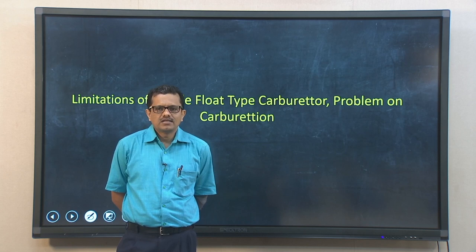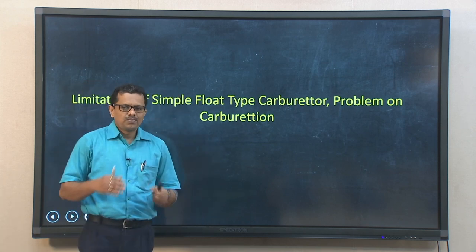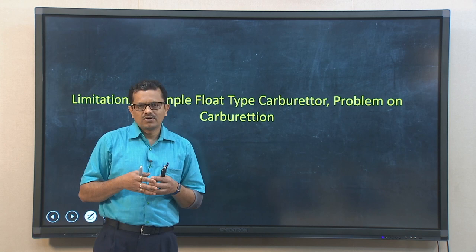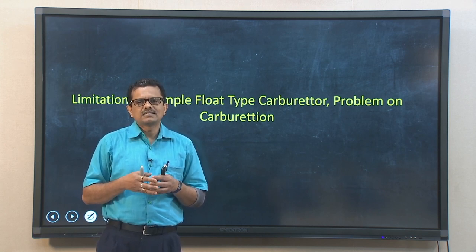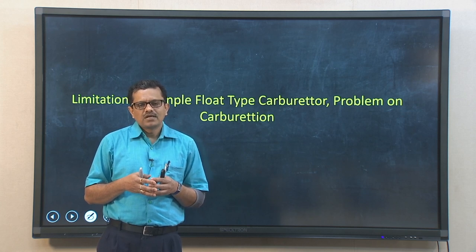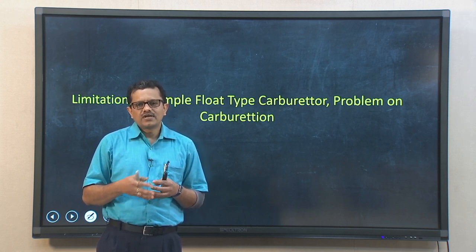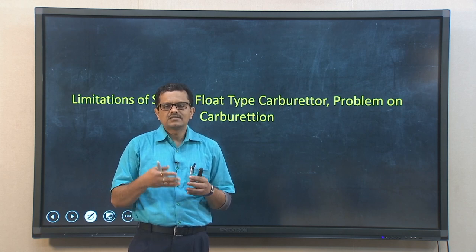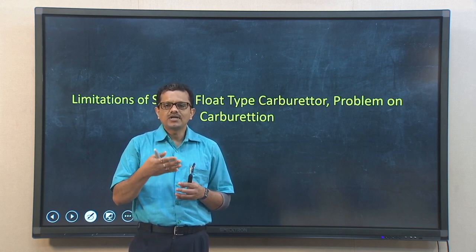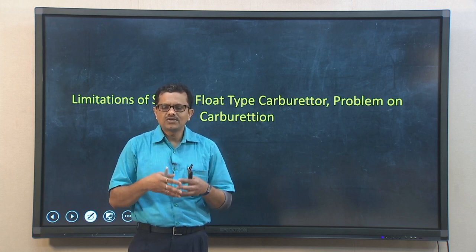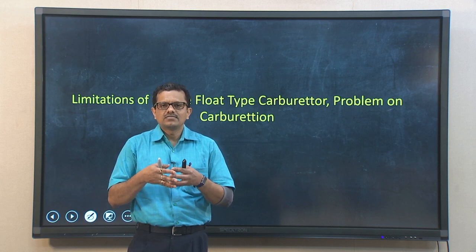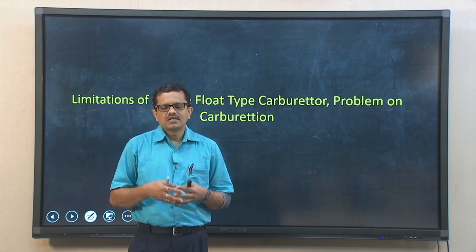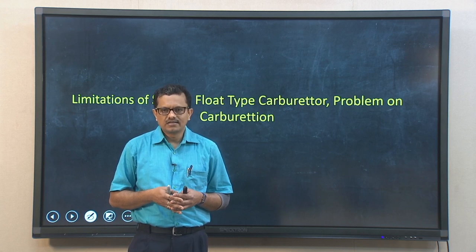And by plotting that variation in the regimes of operation of an internal combustion engine, we had seen that if a carburetor is designed for the satisfactory operation of the engine in its idling condition, the same carburetor will provide fuel air ratio to the engine at the cruising zone or also during power zone, which is far too rich a mixture, and that is not needed.